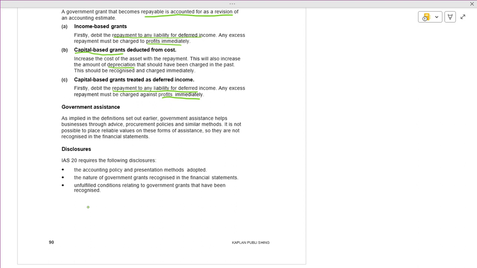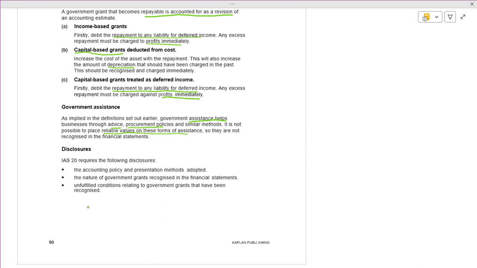Now the definition: government assistance helps businesses through advice and procurement policies. It is not possible to place reliable values on these forms of assistance. It means when we are talking about government assistance, in terms of advice and policies, they will say you can buy the products at a lesser rate. You can buy the products at a reasonable rate with subsidy as such. Okay, that is the reason.